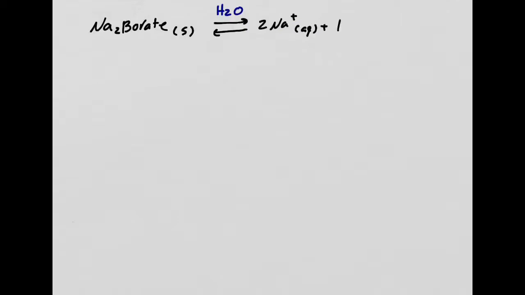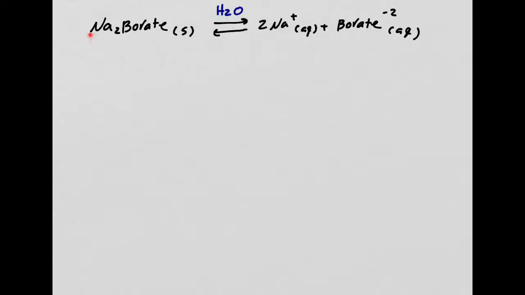So what we're going to do in this experiment, you're going to have sodium borate. I'm not even going to bother to write the formula. Sodium borate is going to be solid. And then you're going to add it to water. There's going to be an equilibrium, and some of the sodium borate is going to break up into ions. And borate, I'm just going to put -2. Okay, so here is the equilibrium that we're working with.